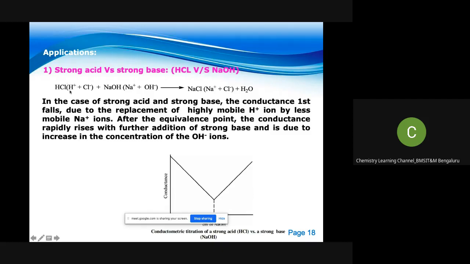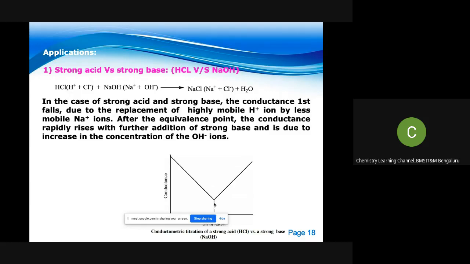So what happened to the concentration of H+ ions? H+ ion is forming water with OH- ion. So the H+ ion concentration went on decreasing. The number of H+ ions went on decreasing, right? With the addition of NaOH, H+ ions went on decreasing. So conductivity value will go on decreasing. Why are we observing the decrease in the conductivity values? It is due to the decrease in the H+ ions. During the course of this reaction, H+ concentration went on decreasing. As the number of H+ ions went on decreasing, conductivity value will go on decreasing.